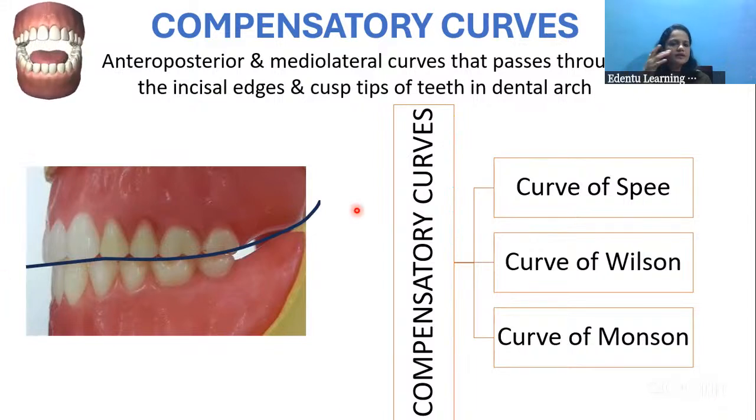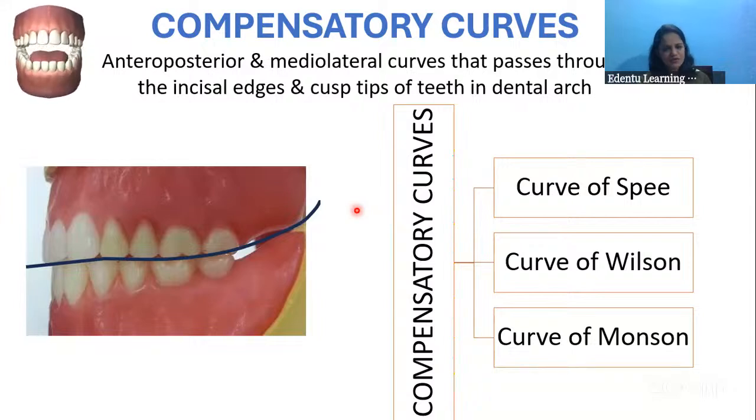Okay, if you look at the occlusal part, especially of the mandibular teeth, you can see that all these teeth and the cuspal inclinations are not arranged in a flat straight line like this. They will always be a little bit curved in nature. That curvature is what forms these compensatory curves. Okay, so this is present in the natural dentition itself.